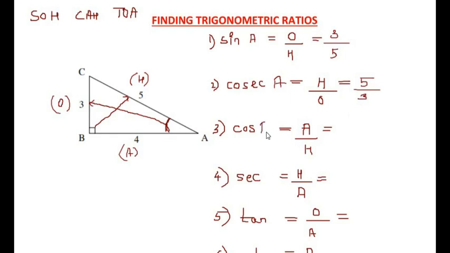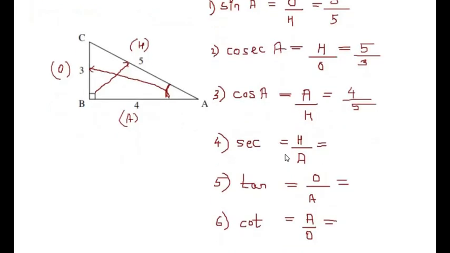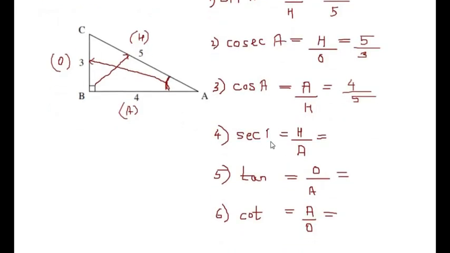Now cos A is going to be adjacent over hypotenuse. Adjacent is 4 and hypotenuse is 5. Now sec A, just reciprocate it and you get 5 over 4. Now tan A is opposite over adjacent. Opposite is 3. Adjacent is 4. So cot A becomes 4 over 3.